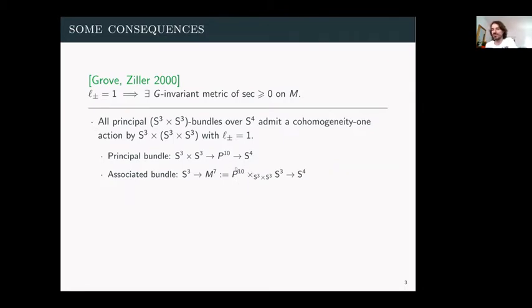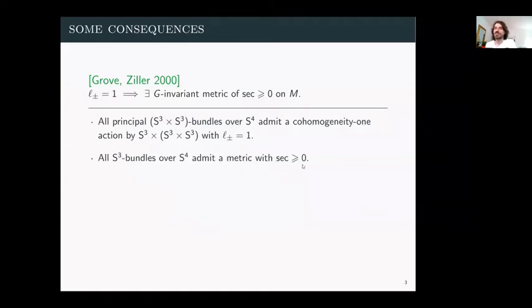So you take this cohomogeneity 1 action, or sorry, the metric, cohomogeneity 1 metric with non-negative curvature on the cohomogeneity 1 manifold. You take the round metric on S3, take the product, and then you divide out by the diagonal of the principal action. So it acts on both of these. And you end up with a metric with non-negative curvature on an S3 bundle over S4. And you get all S3 bundles over S4 in this way with a metric with non-negative curvature.